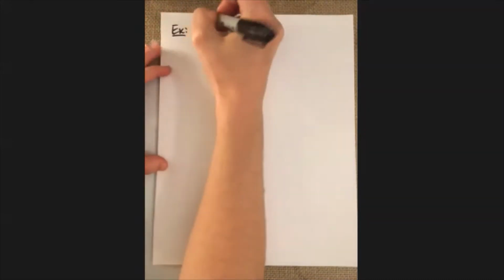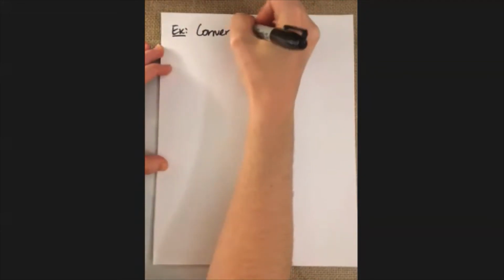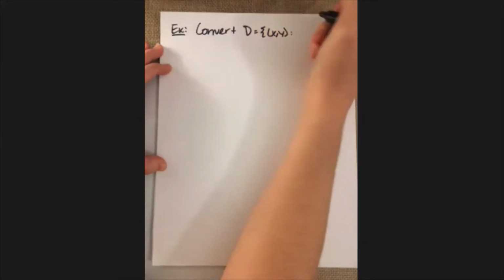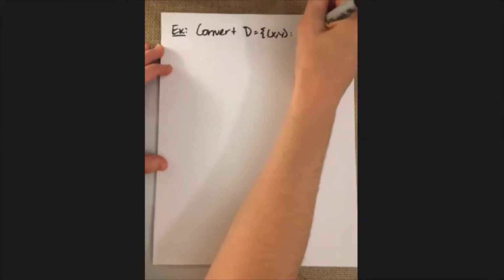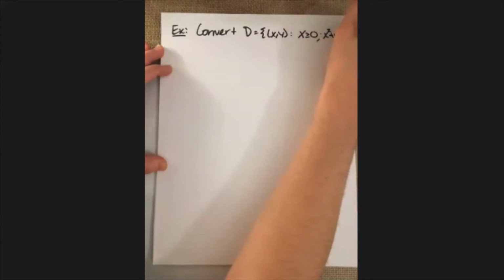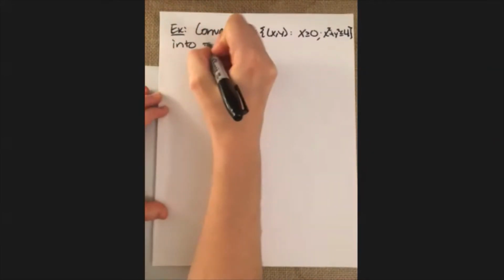Okay, so for example, we can convert a region D that is equal to the set of all points x, y, such that x is greater than or equal to 0, and x squared plus y squared is less than or equal to 4, into polar coordinates.